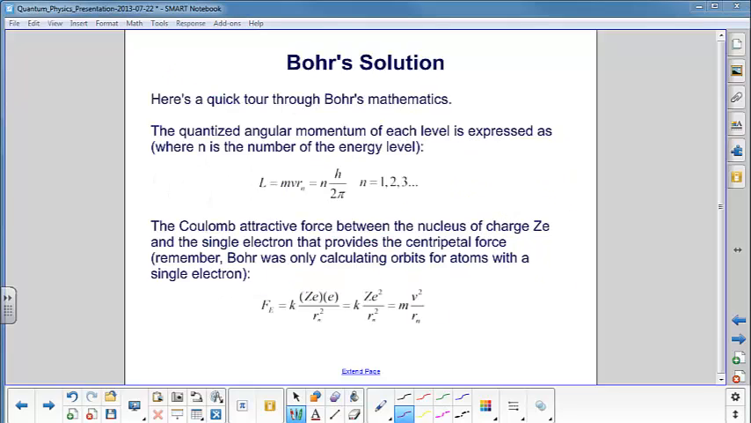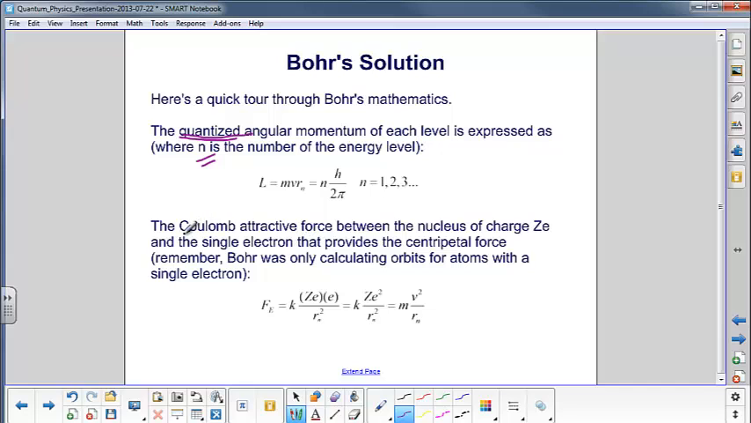Based on Bohr's assumptions, we come up with some math. The angular momentum of each level is different, and it's quantized. Okay? There are only specific values allowed. n is the number of the energy level, and the angular momentum is equal to m v r sub n. And then we substitute in, and we get h over 2 pi as the value of m v r. I'm not going to go through all the math here. This is kind of a shortcut. So the angular momentum is n h over 2 pi when n equals 1, 2, 3, etc. However many orbits there are for the electrons.